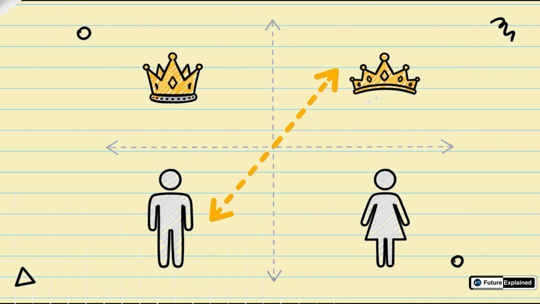This is probably the most important idea to grasp about embeddings. It turns out that meaningful relationships, things like gender, verb tense, or the connection between a country and its capital city, they don't just exist as random points.